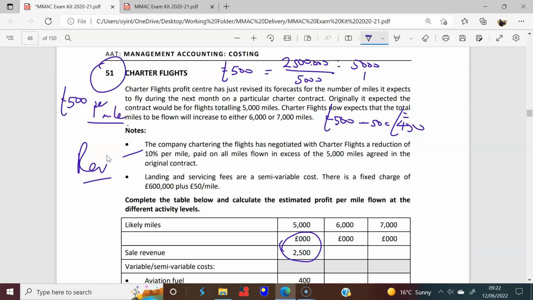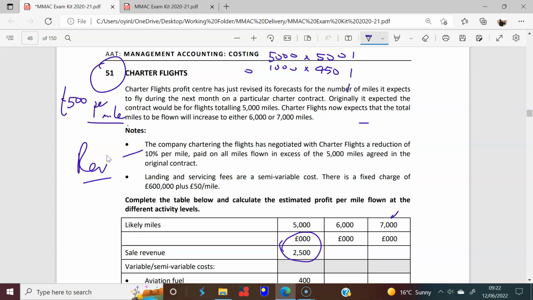So what we're saying here is that revenue would be, for the first 5,000 miles, £500, and then for the next 1,000 miles, 450. Then we'll do the same thing quickly for the 7,000. For the first 5,000 miles, we're looking at 500, and for the next 2,000 miles, we're looking at 450. So let's plug our figures in there really quickly. This is 2.5 million plus 450,000, and that's 2,950,000.